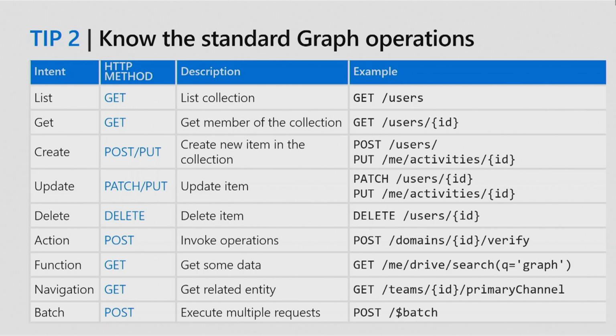And batch is another scenario where you might want to get access to the user's information and also maybe their profile information and the events on the calendar. You can bundle these up into a single request and make one round trip in order to get that data.